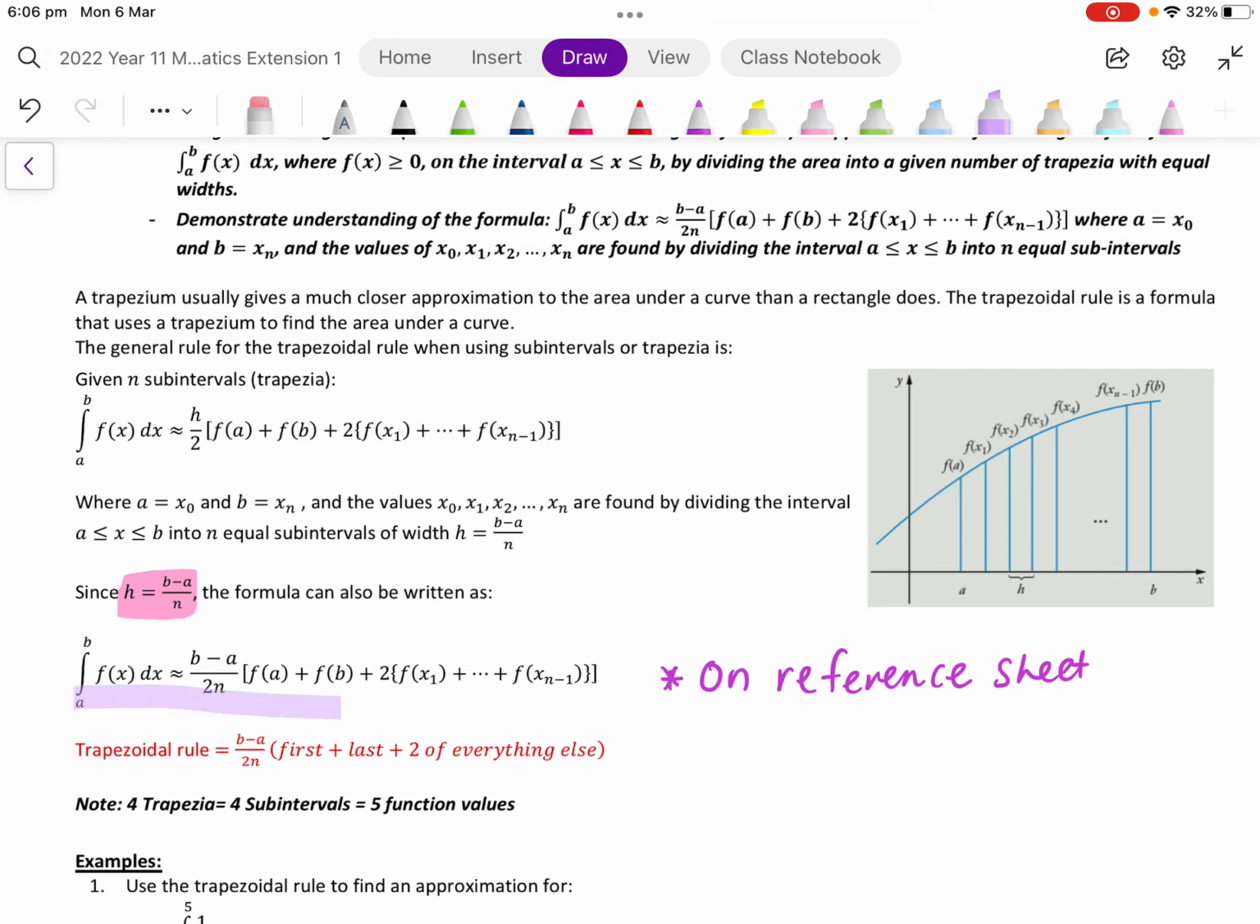How we can remember this is that our trapezoidal rule is (b minus a) over 2n of f(a) plus f(b) plus 2 lots of everything else, so all the other subintervals or trapezia. It's really important to note that 4 trapezia equals 4 subintervals, which equals 5 function values. Let's take a look at some examples.